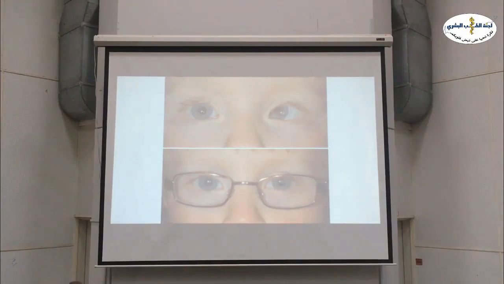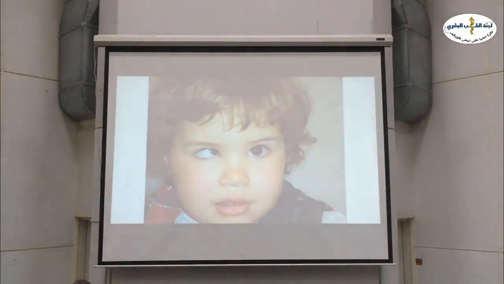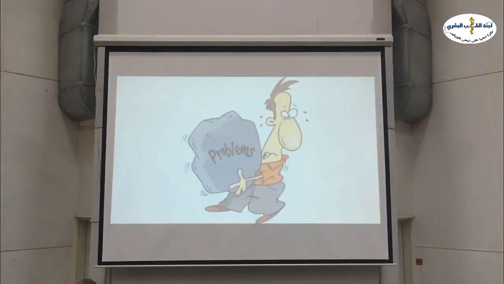Can glasses correct some of these squints or strabismus? The answer is yes. Not all of them, few of them. If you correct vision, then the eye will come back in its position. This eye is up and in, up and medial. These are problems.